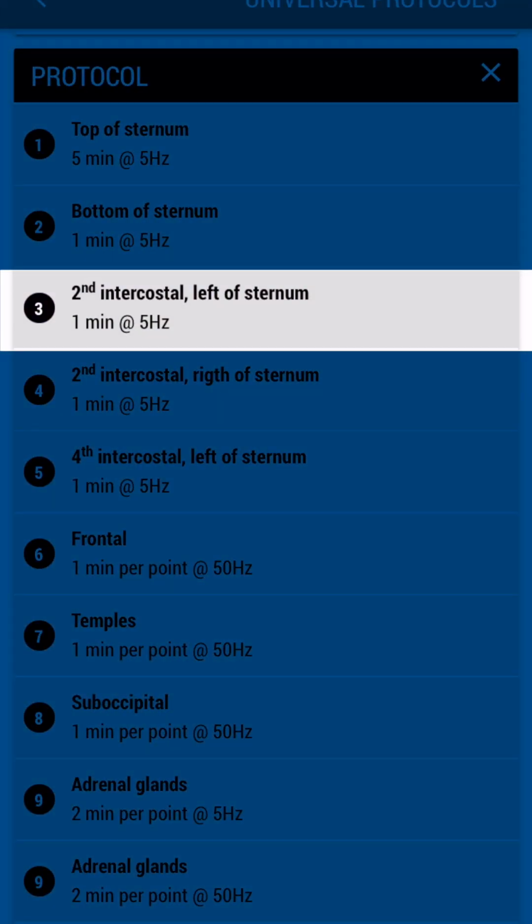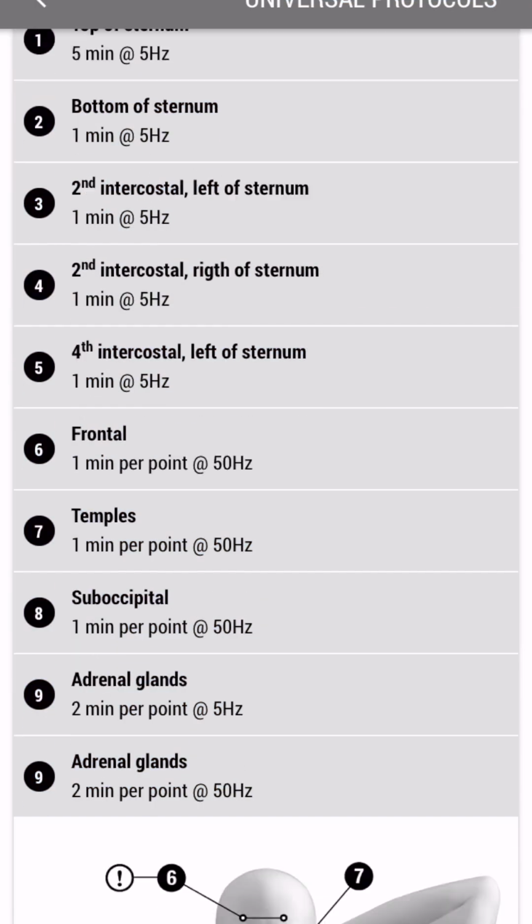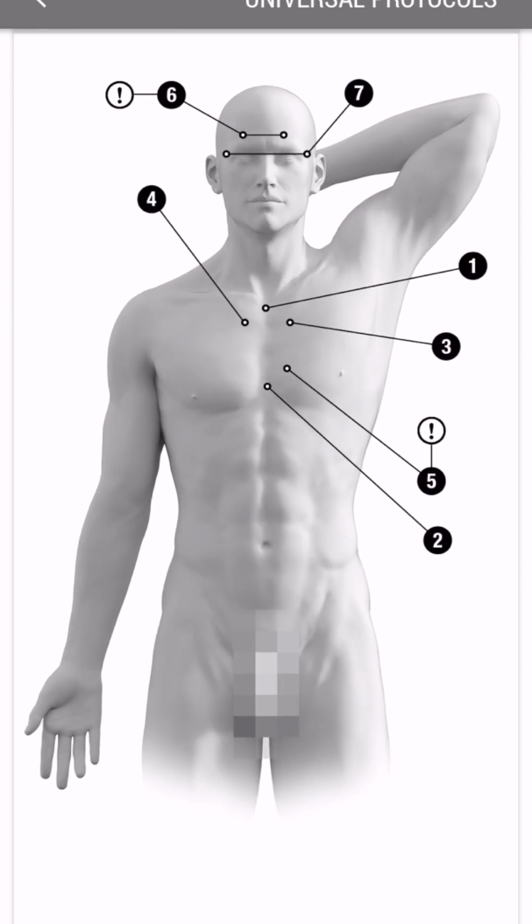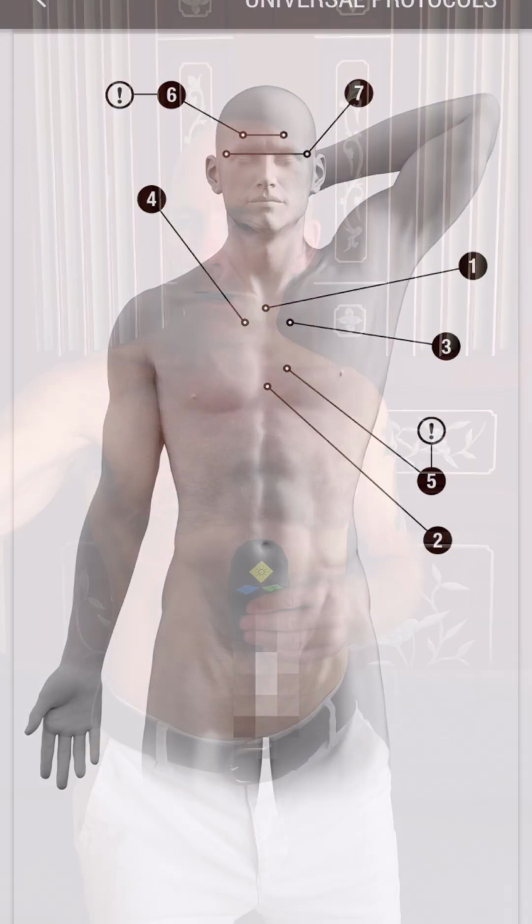And we have second intercostal, left of sternum for treatment point 3. Okay, and when we look at the mannequin, what we're seeing is it's not too far from the first one and just to the side, okay? Now on my body, remember I said the collarbone. So below the collarbone is some soft tissue. Then we have a rib. Then we have another space.